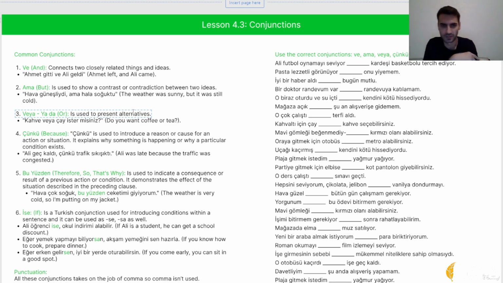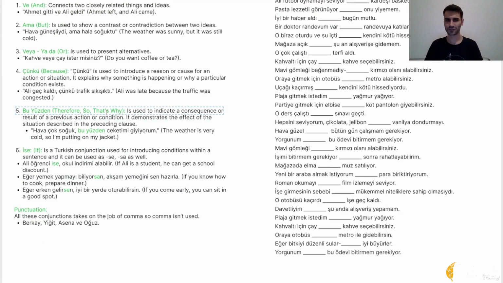Çünkü is because. This is used to introduce a reason for a cause or an action or situation. Ali geç kaldı çünkü trafik sıkışıktı. Ali was late because the traffic was congested. Bu yüzden. Therefore, so that's why. It is used to indicate the consequence or results of a previous action or condition. Hava çok soğuk. Bu yüzden ceketimi giyiyorum. The weather is very cold, so I'm putting on my jacket.